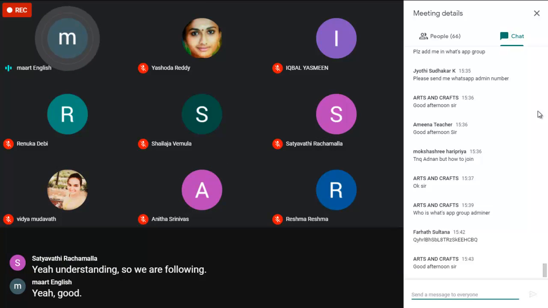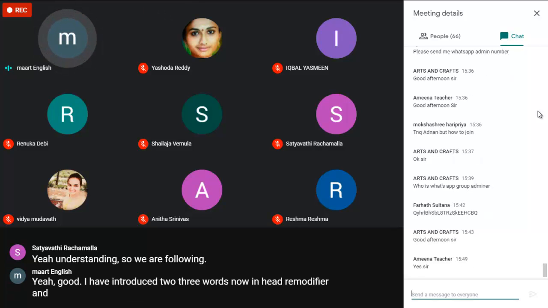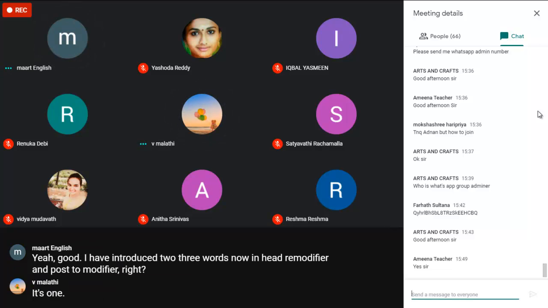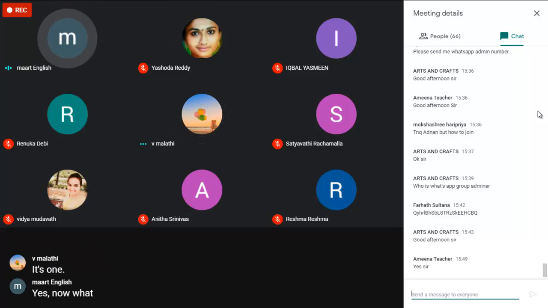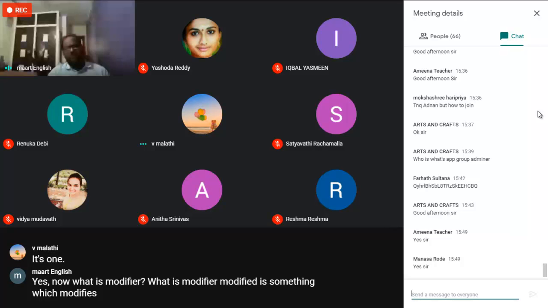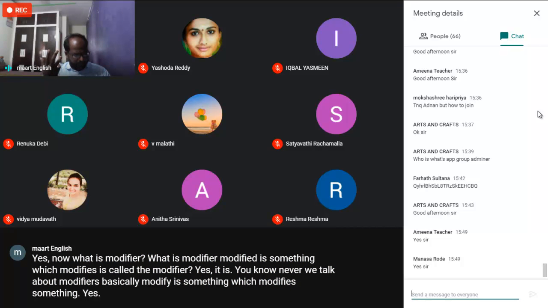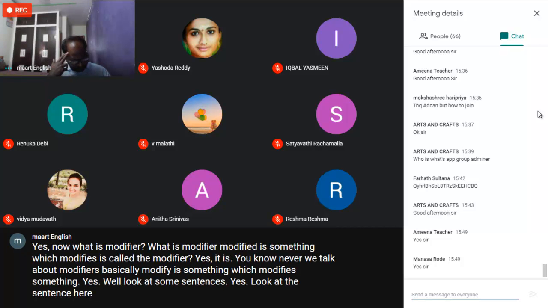I have introduced you to three words: noun head, pre-modifier, and post-modifier. Now, what is a modifier? A modifier is something which modifies something. When you look at some sentences, look at the sentence given here.